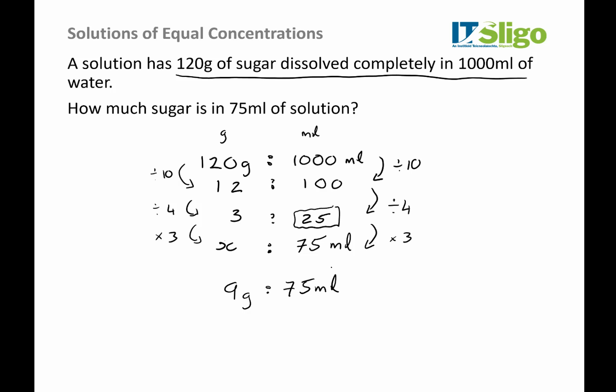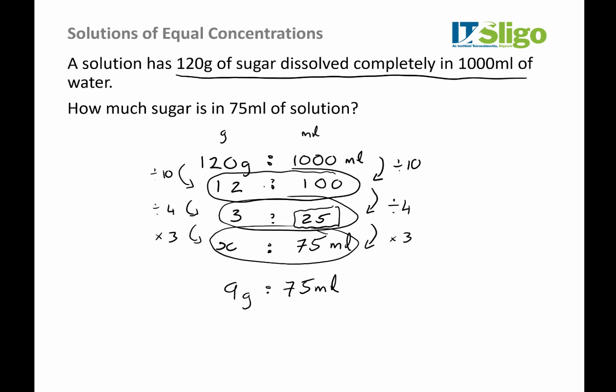What's very important to realize, guys, with this technique is I'm preserving equivalence at each step. So if I was to put a scoop into this solution or this one or the one above, they would all taste the same. They would all be the same sweetness because the ratio of sugar to water is preserved. There's just different quantities, but the ratio of sugar to water is preserved at each step of this technique.